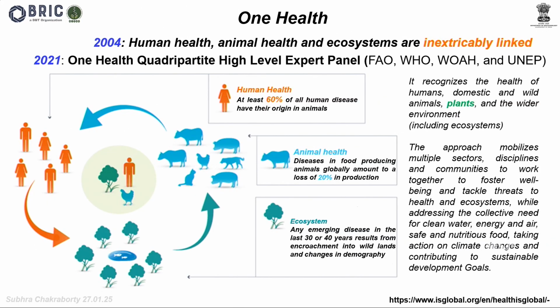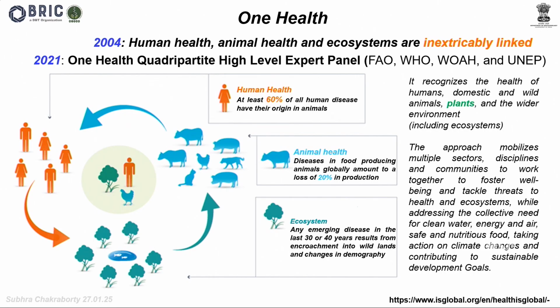So what is One Health? This One Health is not a new concept. It started in 2004 by WHO, FAO and other important organizations, where the One Health concept talked about linking human health, animal health, and ecosystem health. But many years after, people realized that plants are also part of our ecosystem. And in 2021, a four-organization panel came up with FAO, WHO, and UNEP, and they expanded One Health from a tripartite to a quadripartite high-level expert panel, and they included plants in the One Health concept.